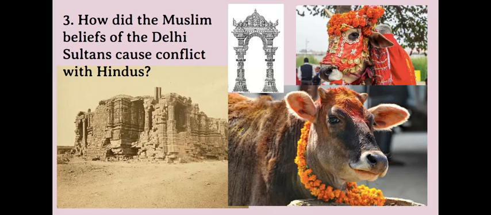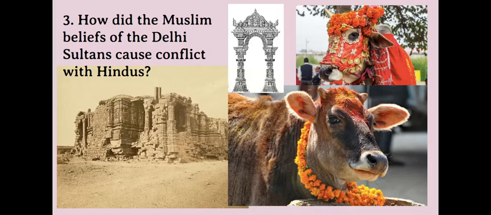So what did this mean for regular people? How did the Muslim beliefs of the Delhi sultans cause conflict with Hindus? Why couldn't they just get along? The new sultans at Delhi did not respect the Hindu beliefs of the majority of the people in their empire. This meant that Islam, again, would be the first new religion to not just get absorbed into the Hindu pantheon.